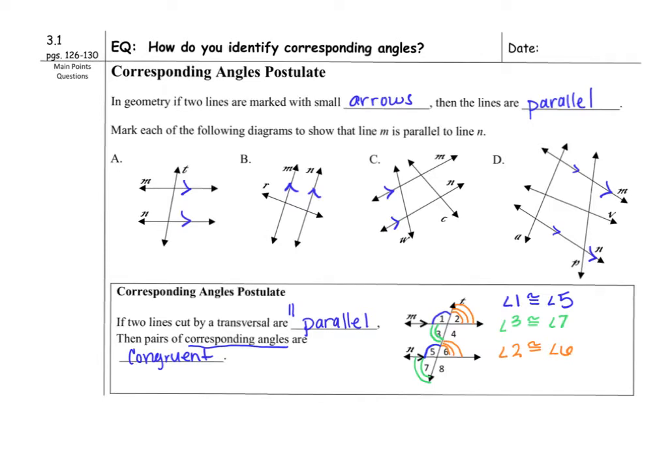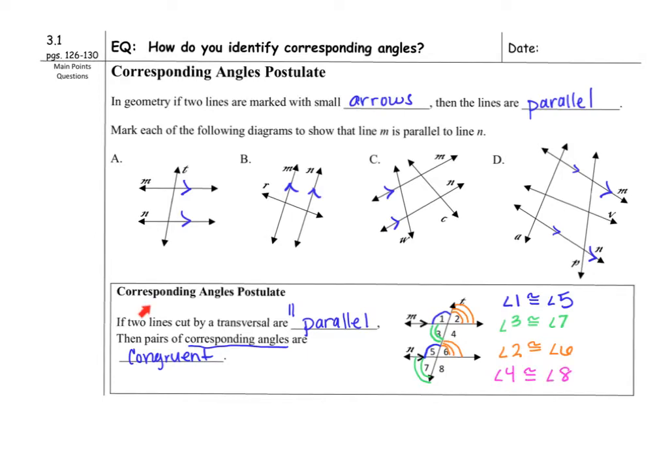The last set of corresponding angles would be 4 and 8. So they're on the same side of the transversal and they're both underneath their lines. So it's underneath line M and underneath line N. So this one would need 4 little marks, but I'm not going to write those because there's not enough room. So just so you know that angle 4 is congruent to angle 8.